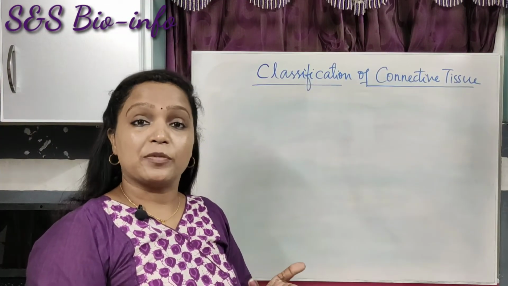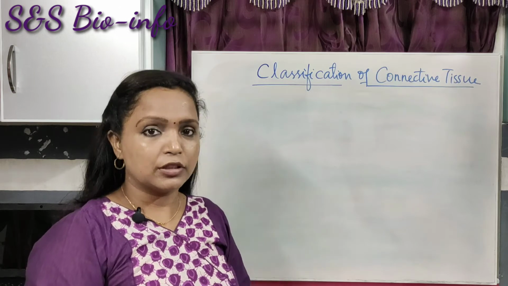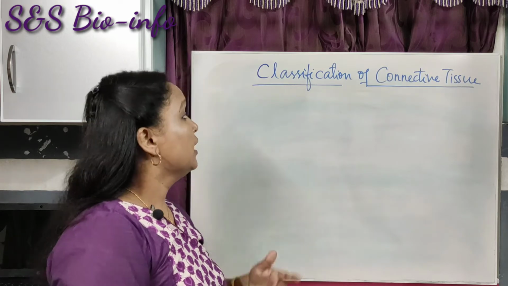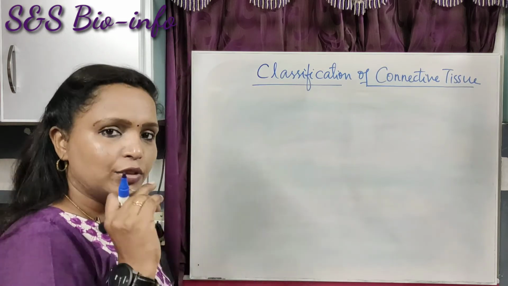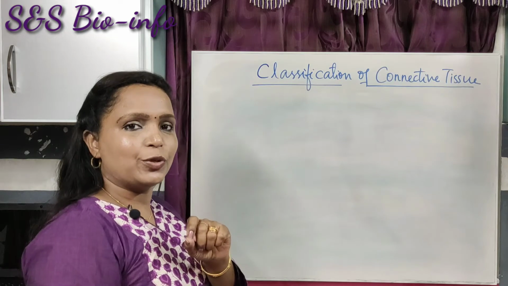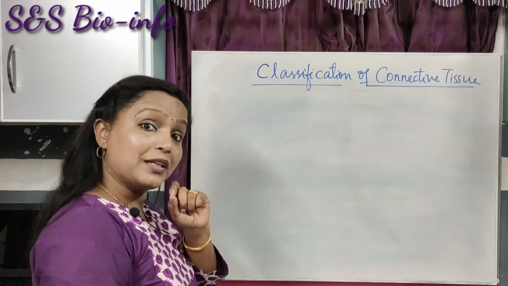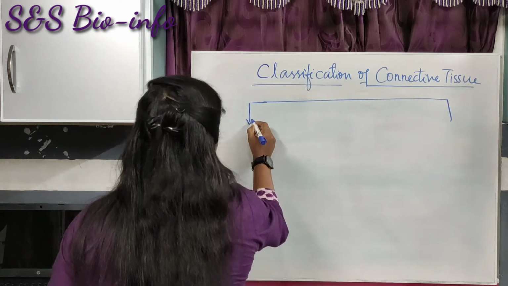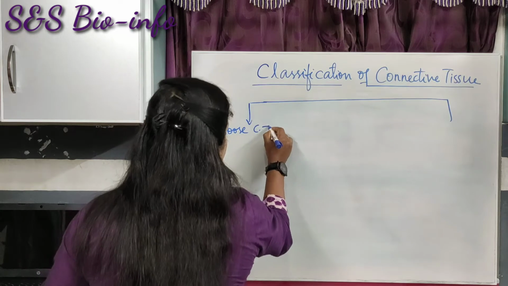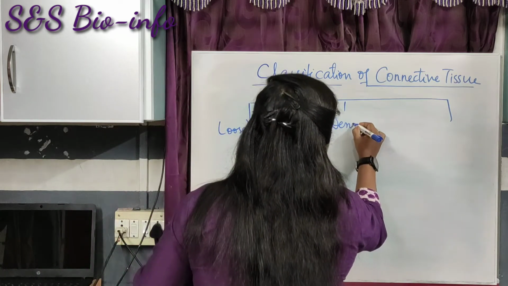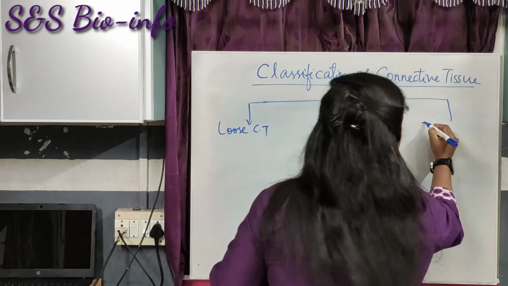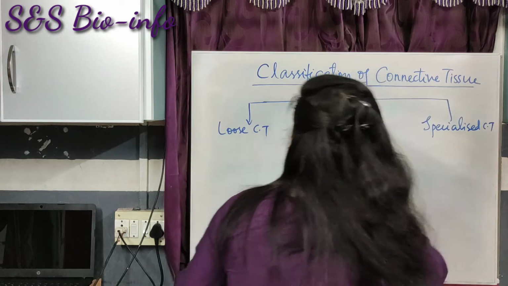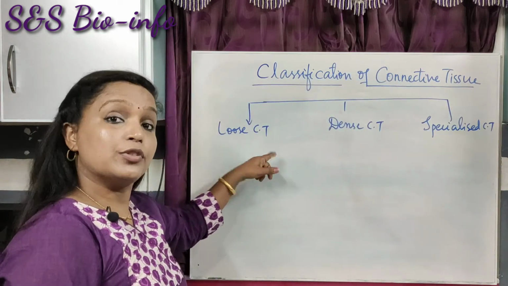Now let's study the classification of connective tissue. Based on the presence or absence of cells, nature of fibers or presence or absence of certain kind of fibers and the nature of matrix, connective tissue is of three kinds. Those are loose connective tissue, dense connective tissue and specialized connective tissue.